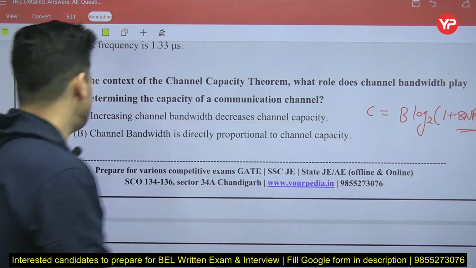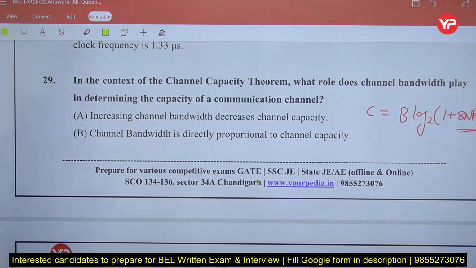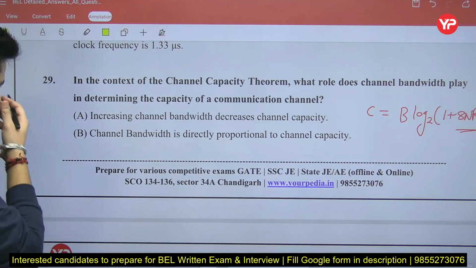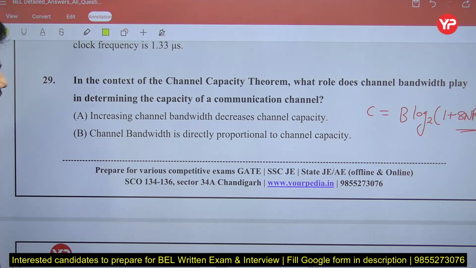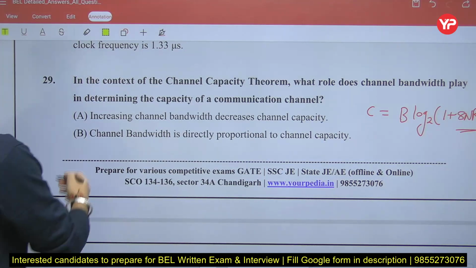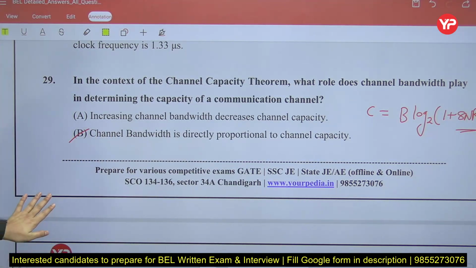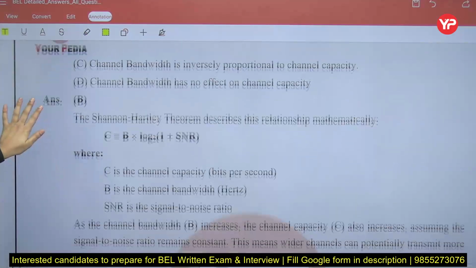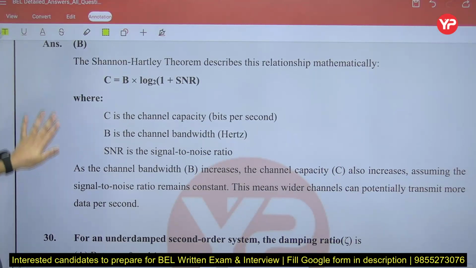So basically increase the channel bandwidth, decrease the channel capacity? No, because channel capacity is directly proportional to the bandwidth. The channel bandwidth is directly proportional to the channel capacity. That will be the answer. So it is a directly formula based question here. Next.